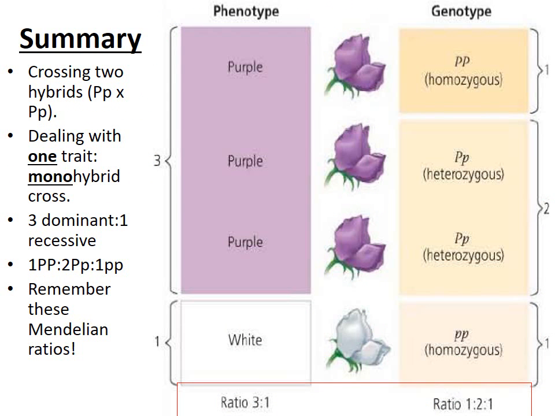So this is our summary here. We're dealing with one trait, so we call it monohybrid crosses. If you deal with multiple characters, I should say, not traits, characters, then you'll be dealing with dihybrid crosses. Remember your Mendelian ratios. That'll help you answer questions that we saw in the previous slides much more efficiently than always having to do Punnett squares.